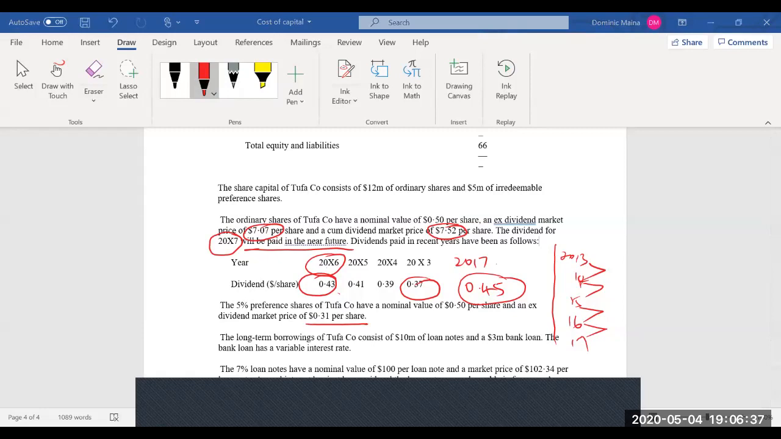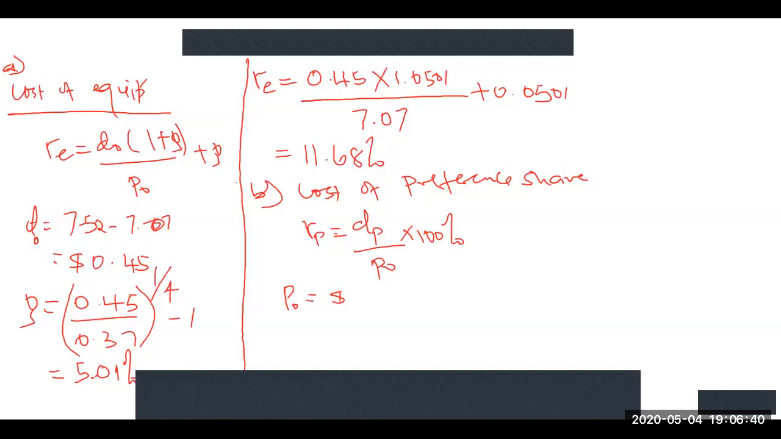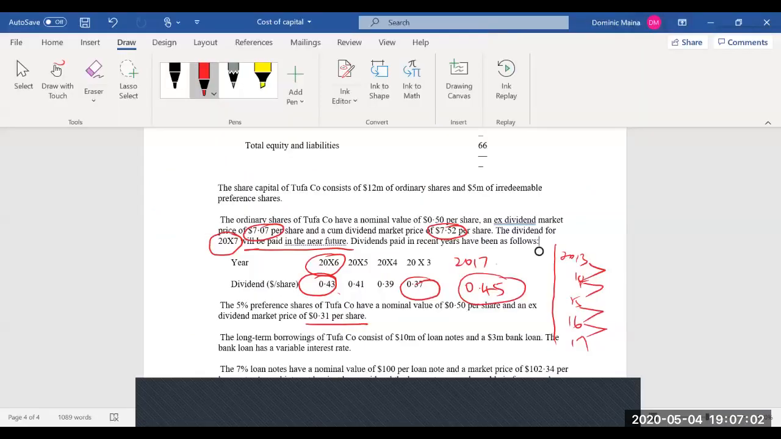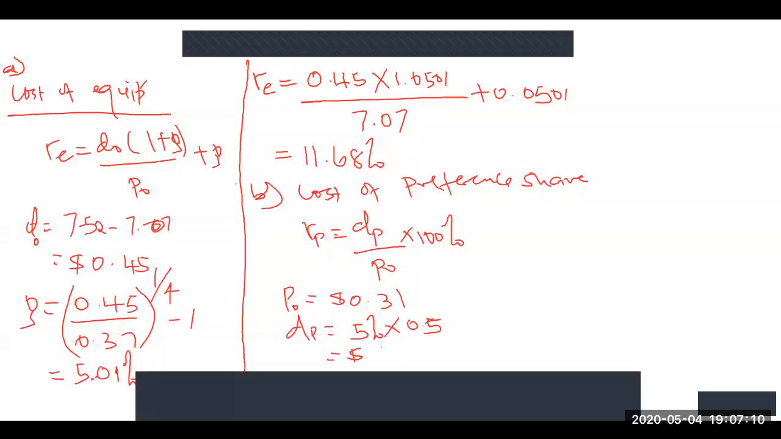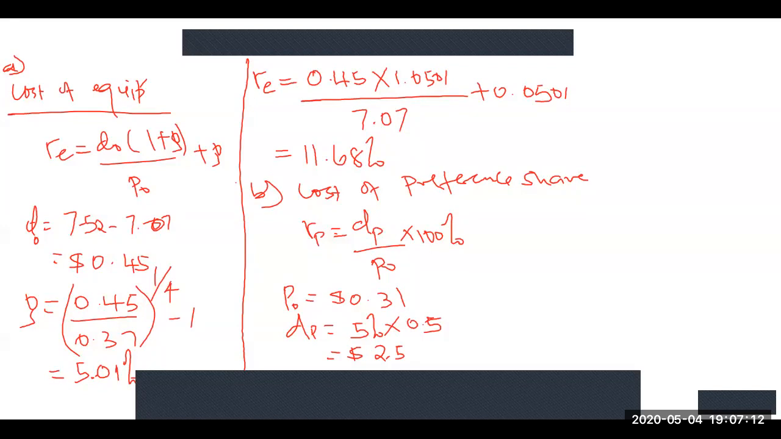Then next, what did you do? The D, we used the 5% preference shares, times 0.5. What is 0.5? Let me go back to the slide. The 0.5 is the nominal value of those preference shares. That is correct. What next did you do? So we got the D is 0.025. So you got 0.025 or 2.5%.